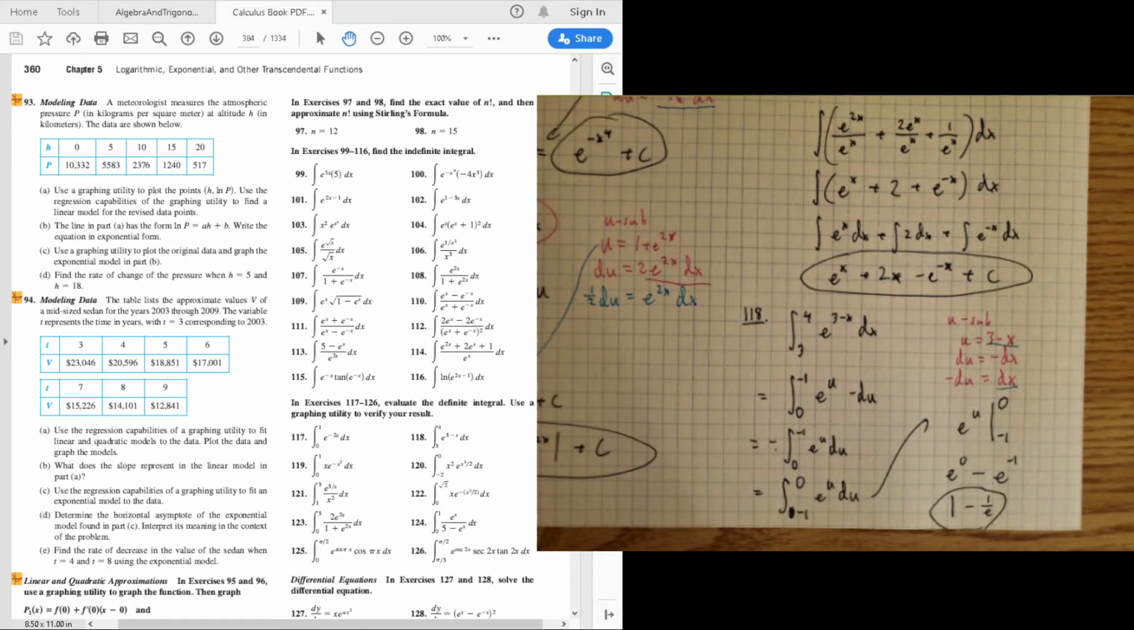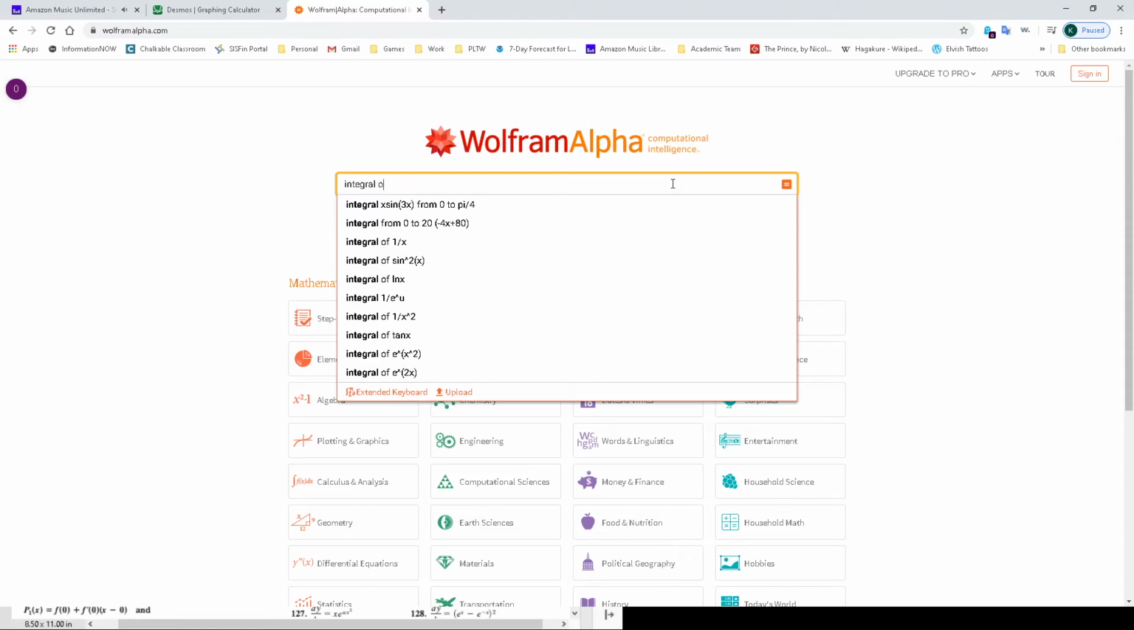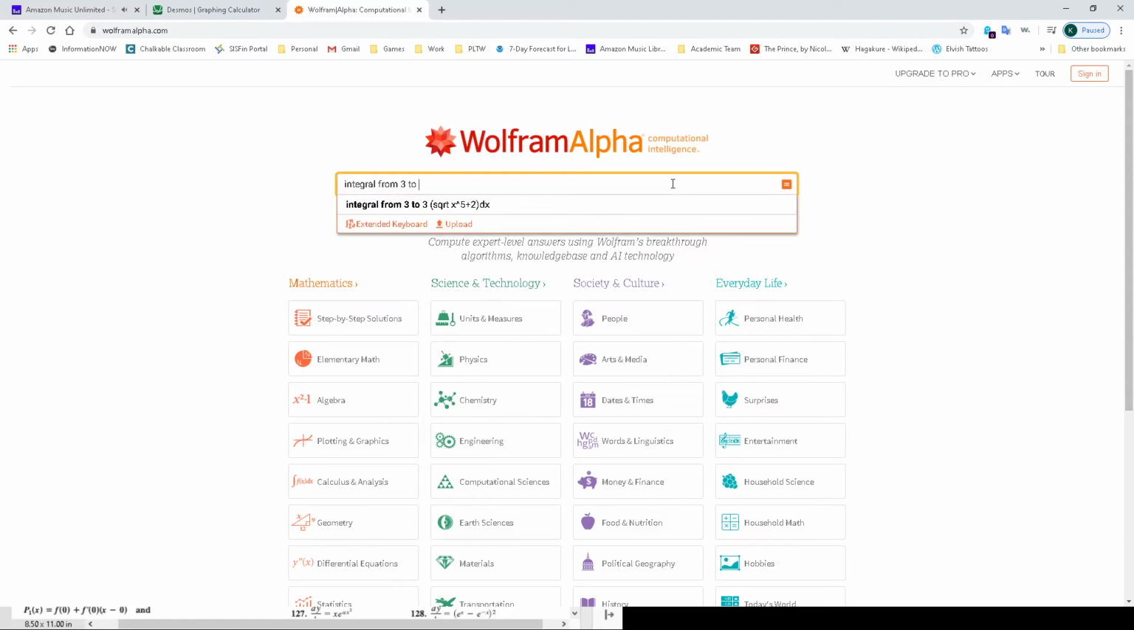Typing functions into Wolfram Alpha takes a little bit of practice. So here you go. To type this function in, the original function was the integral from 3 to 4 of, and then we just type in the function. The function was e to the 3 minus x dx.